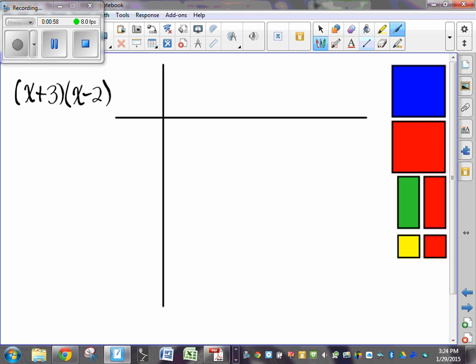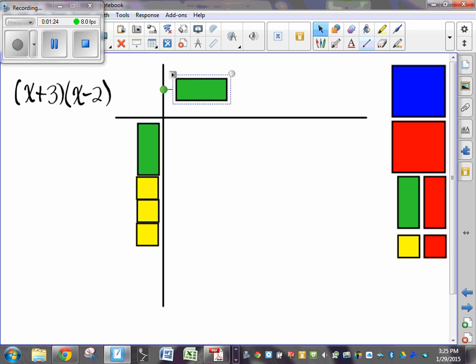So I'm going to put x plus 3 down the left side over here. Remember, x is the green tile, and then I need 3 ones. So 3 of these yellow ones over here. And that's going to make x plus 3. And then across the top, I'm going to put x minus 2. So up here at the top, I've got x. I need to rotate this around. So there's x, and then minus 2. That's going to be 2 of the little red squares. So there's x minus 2.